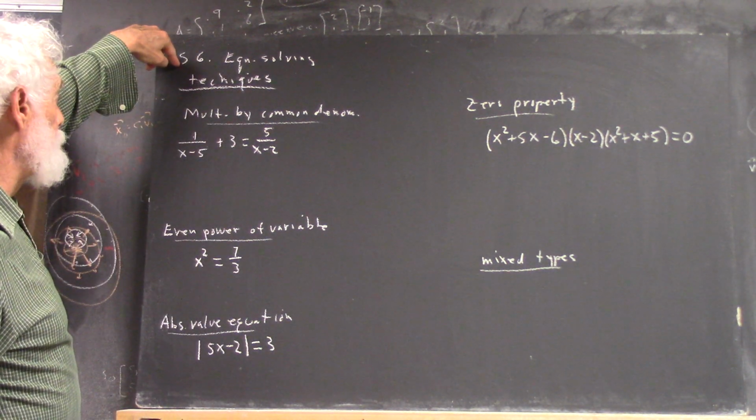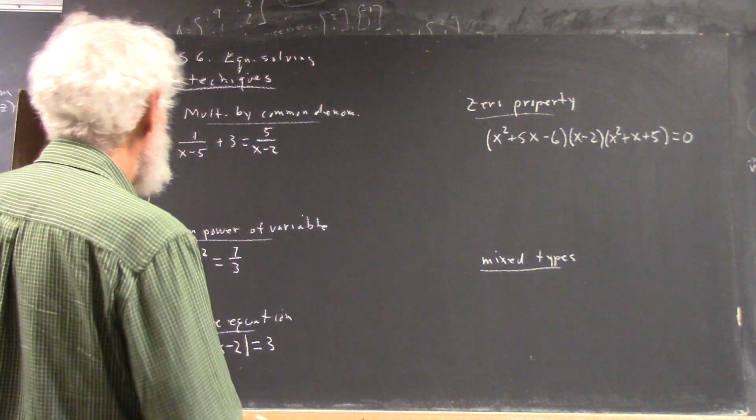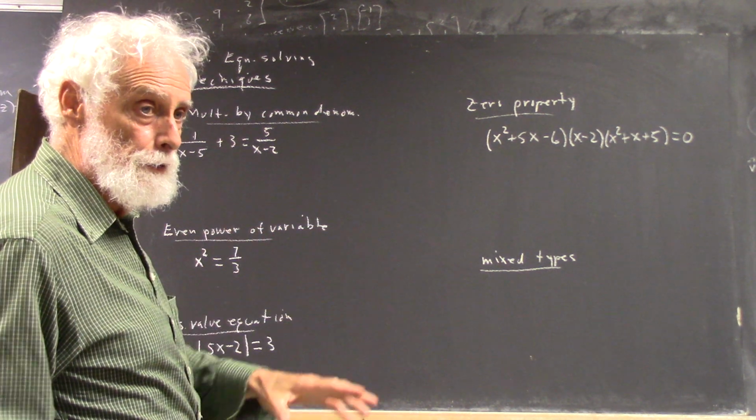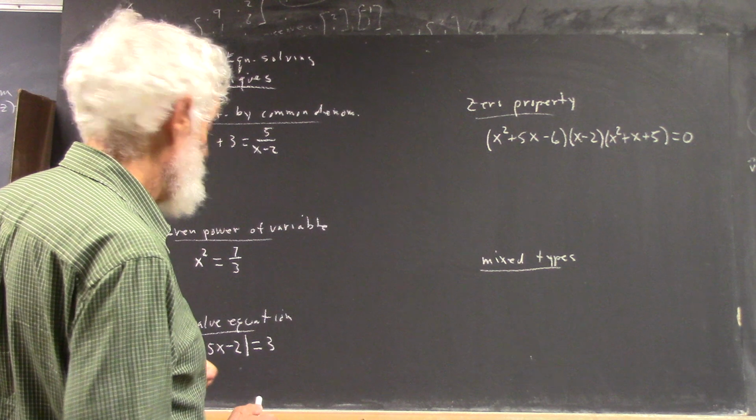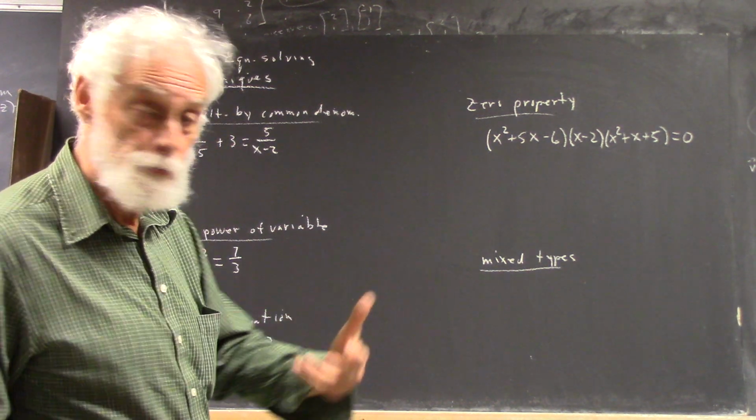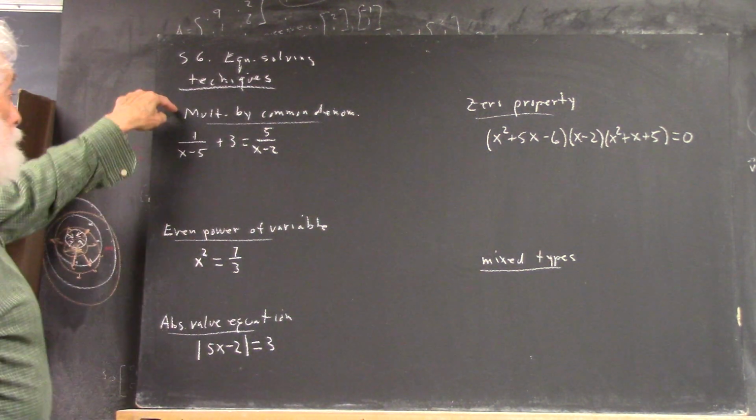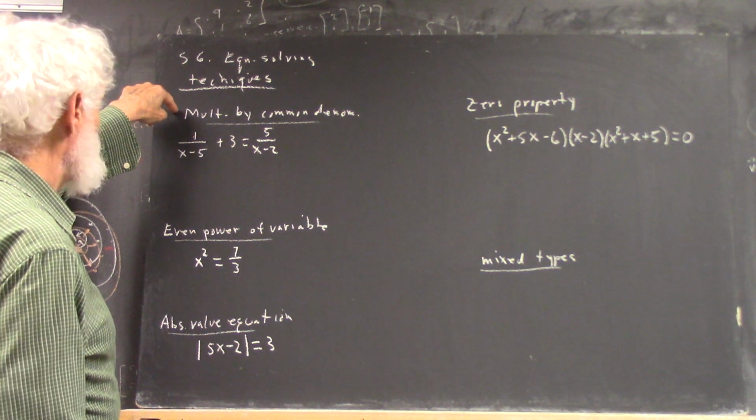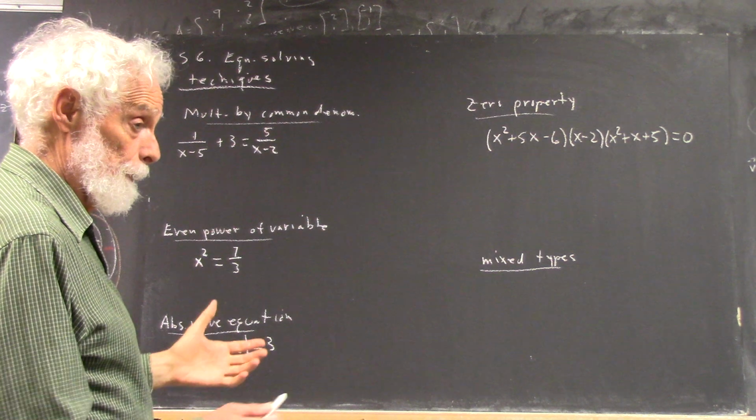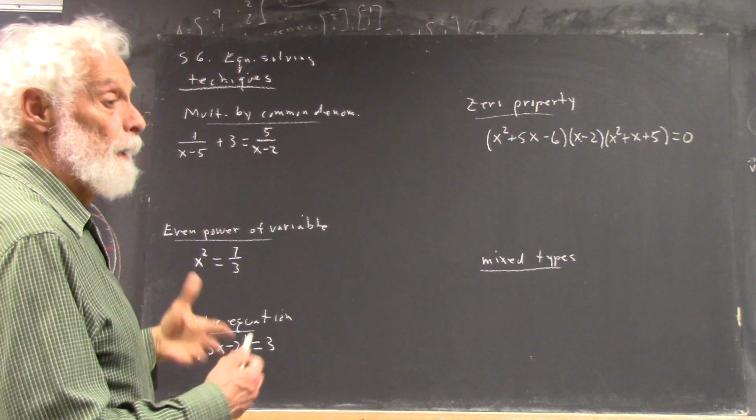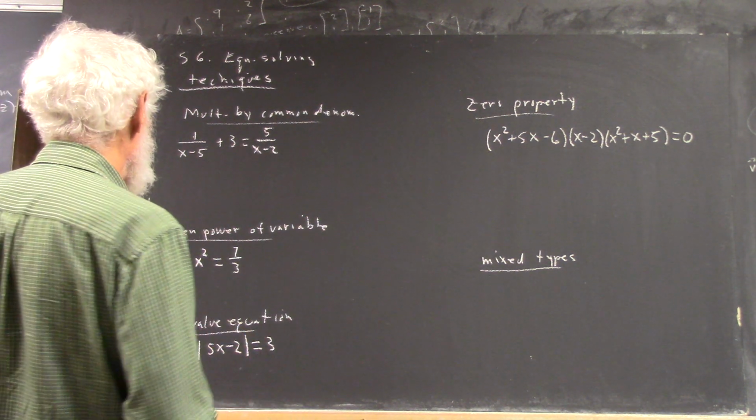So, equation solving techniques. Again, not comprehensive, but a few techniques, a few things that I find people tend to forget, tend not to use, or tend to use wrong. Okay, so multiply by a common denominator. That occurs when you have denominators. Anytime you have denominators, you find a common denominator and multiply both sides by the common denominator.